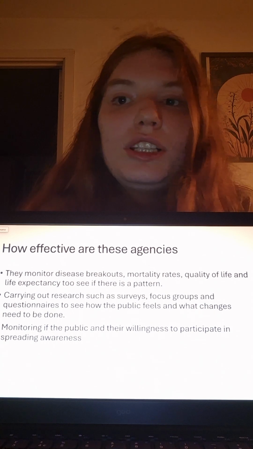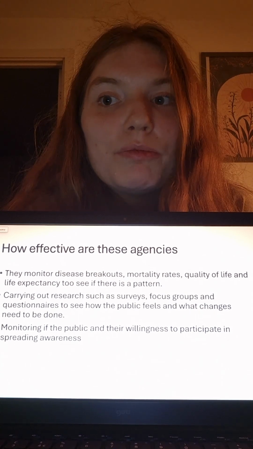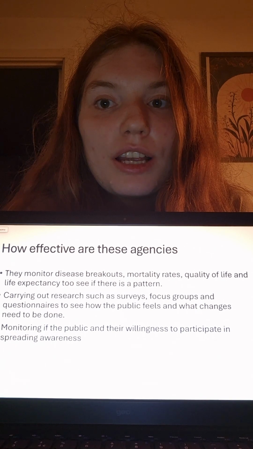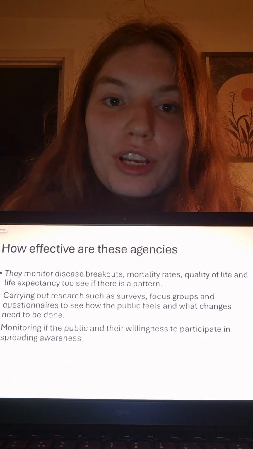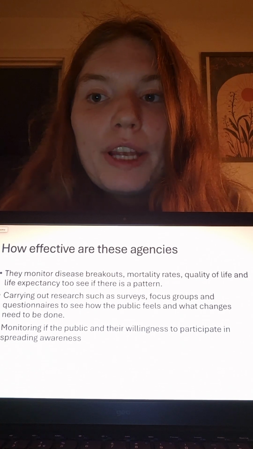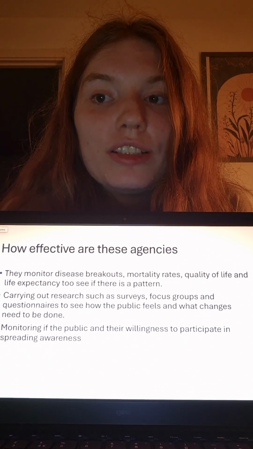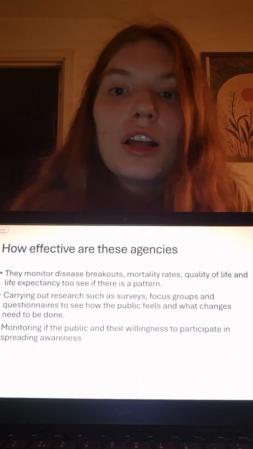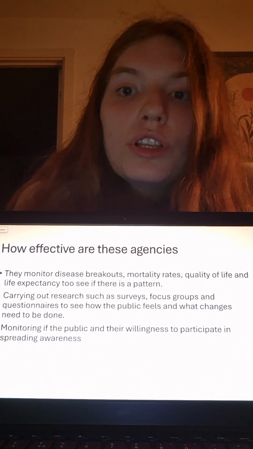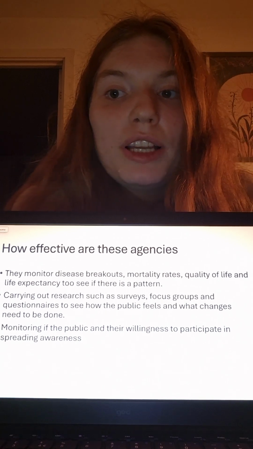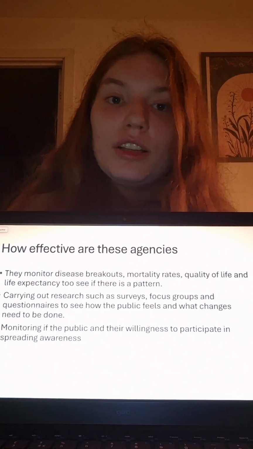How effective are these agencies? They monitor disease outbreaks, mortality rates, quality of life, and life expectancy to see if there's a pattern and what can be changed. They carry out research such as surveys, focus groups, and questionnaires to see how the public feels and what needs to be changed. They also monitor if the public are willing to participate in spreading awareness.